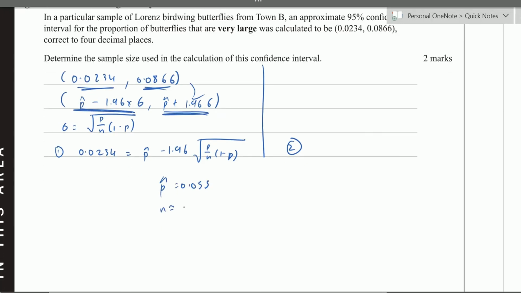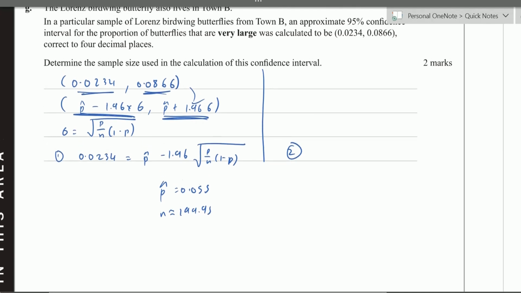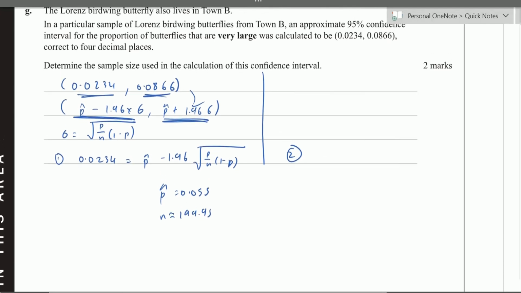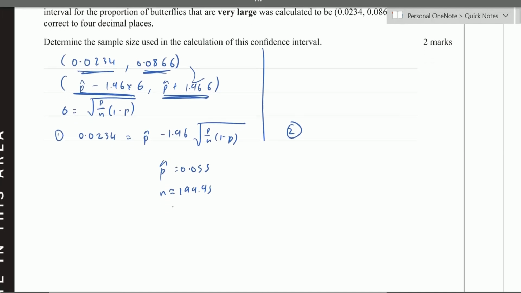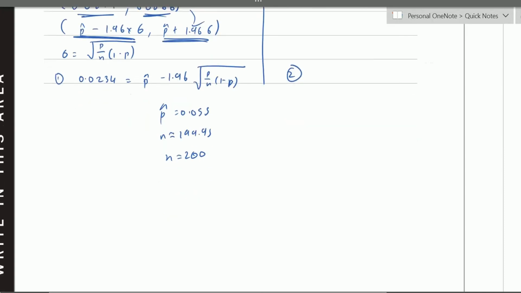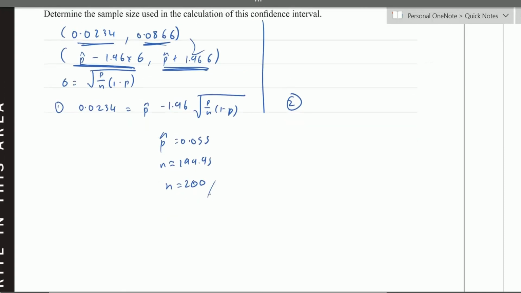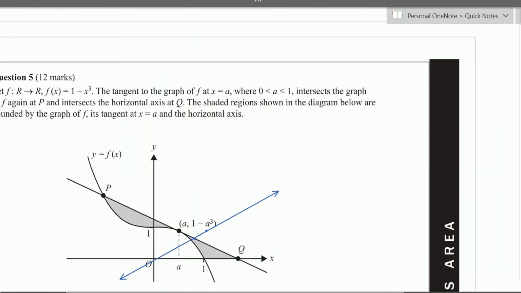And n is 199.95, but it's asking for sample size, so you can't have a fraction of a person. So you round it to the closest number, which is 200. And that's the probability question.